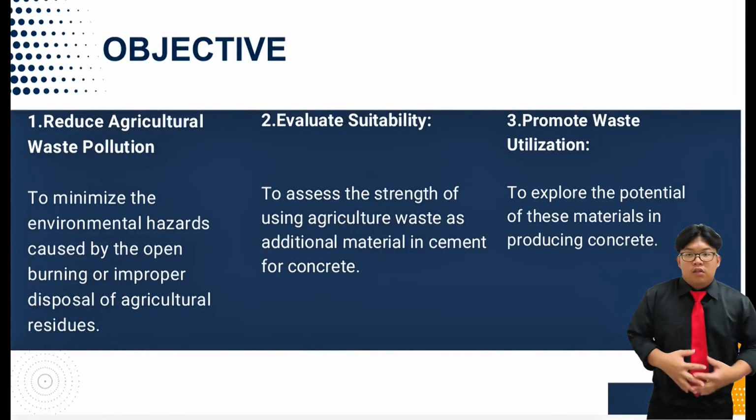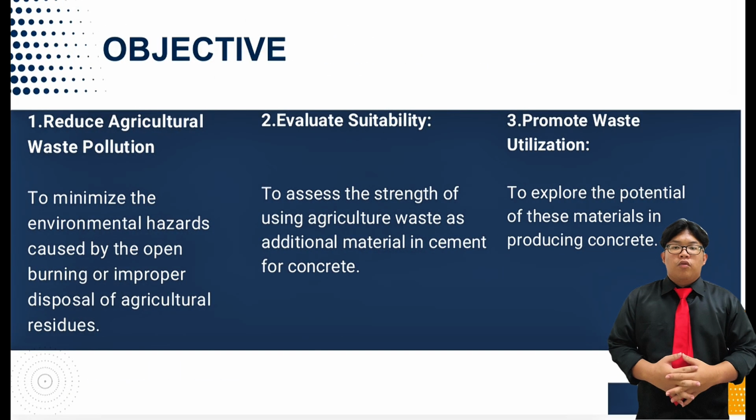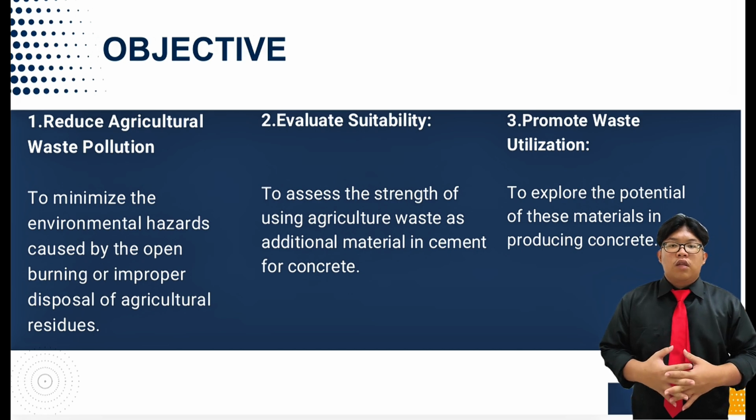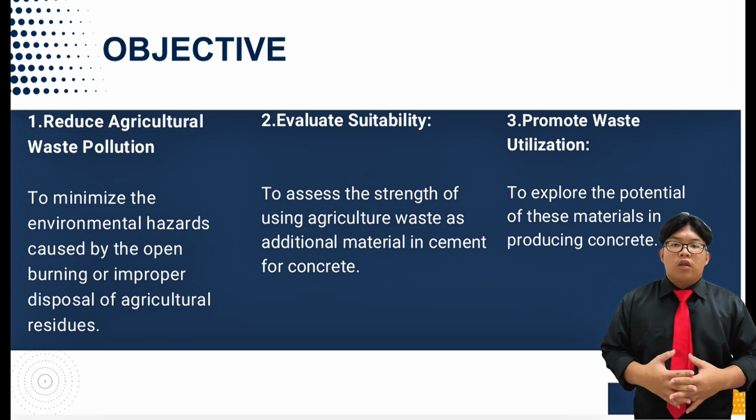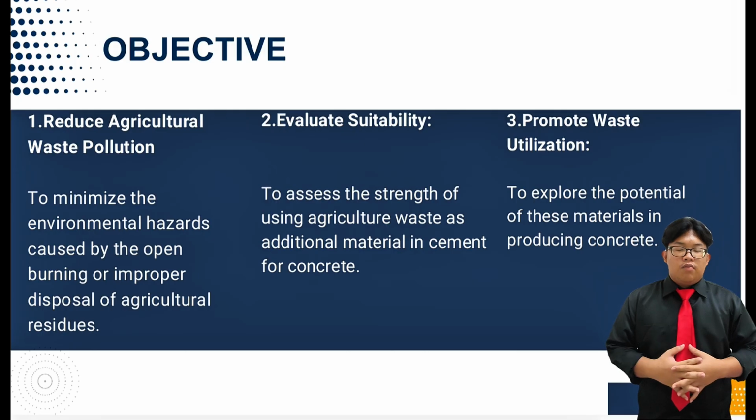So these are our three objectives. The first one is to reduce agricultural waste pollution, to minimize pollution caused by burning or improper disposal of agricultural waste. The second one is to evaluate suitability, to test the strength of concrete made with agricultural waste as an added material. The last one is to promote waste utilization, to explore the use of agricultural waste materials in making concrete.